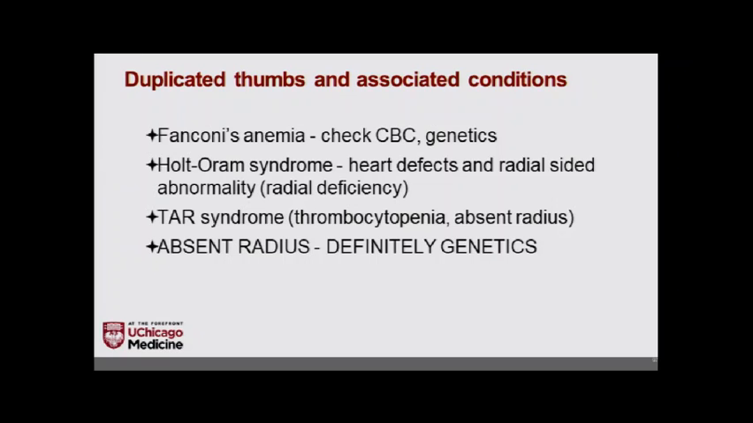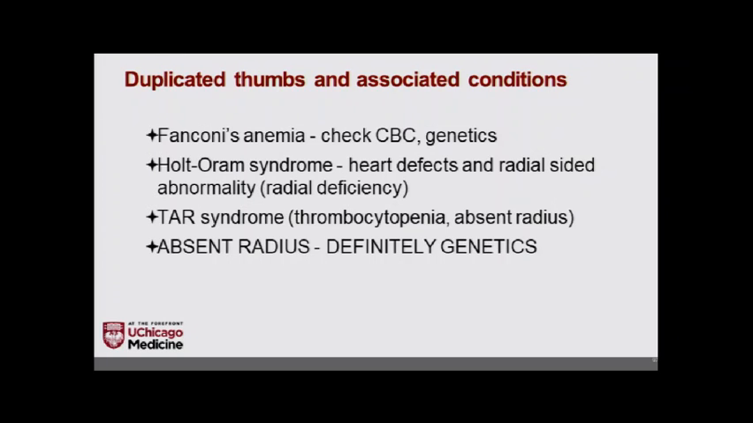So what are the associated conditions? Fanconi's anemia is one of the common ones. So that's when you want to not operate on somebody, a kid who has a weird duplicated thumb, without checking a CBC or referring them to genetics consult, because you need to know this. This is life-threatening. Holt-Oram syndrome is another one. So that is heart defects and a radial-sided abnormality.